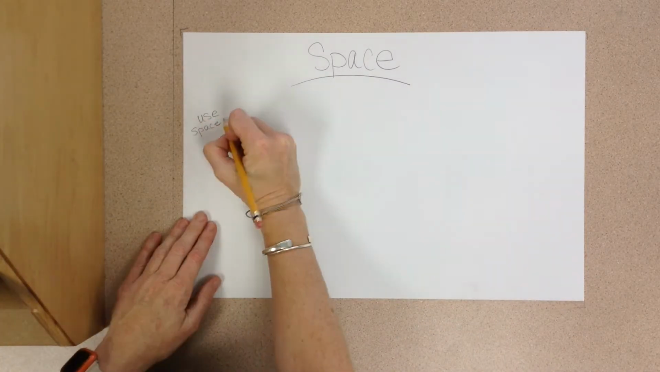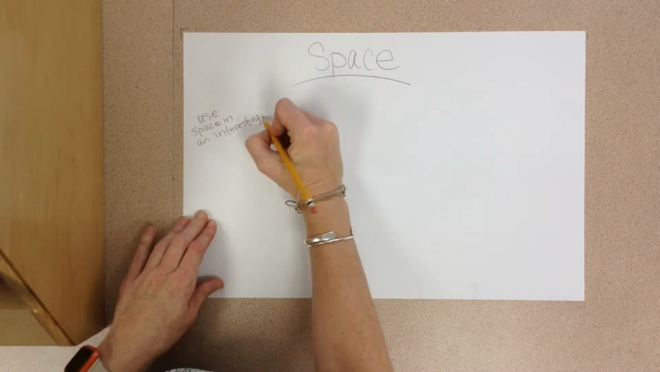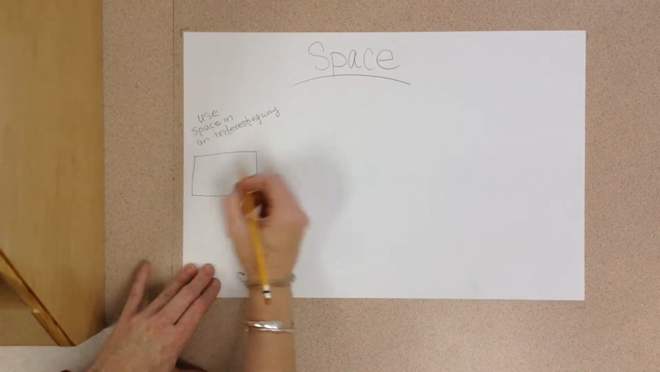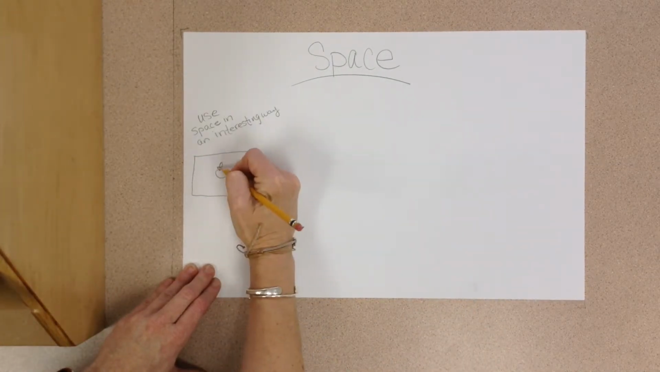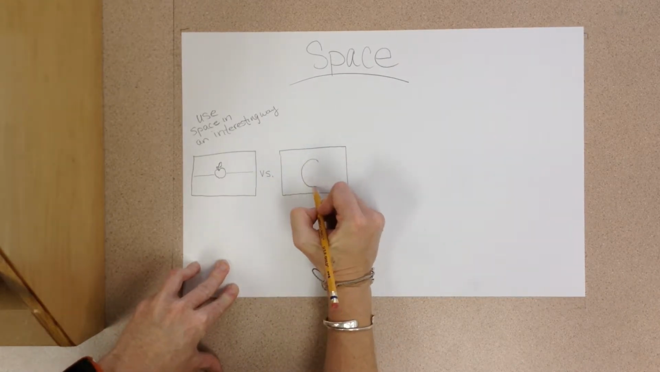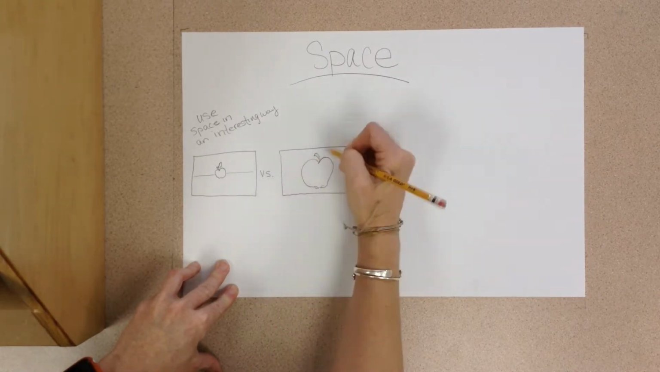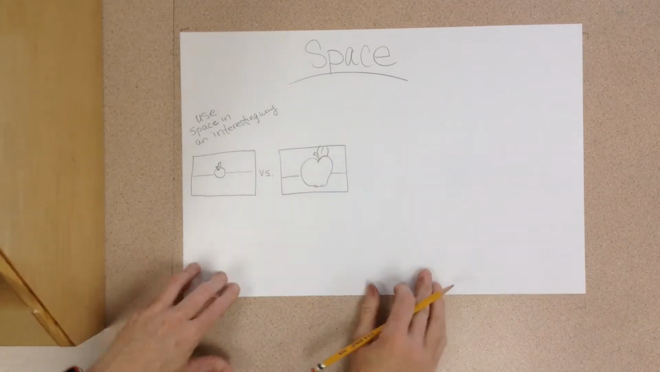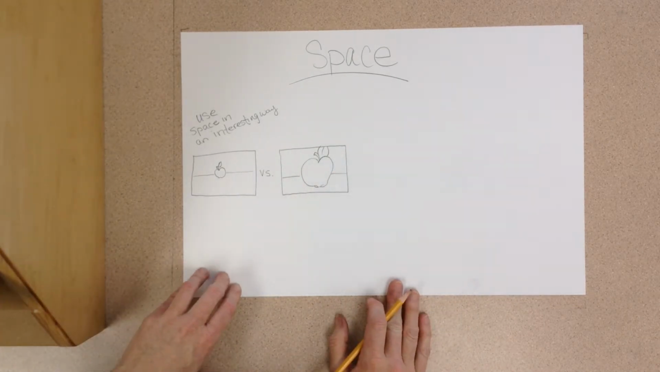Space is a little bit difficult to understand. When you think about a piece of paper that you're drawing on, that is the space that you need to fill up with artwork. Use space in an interesting way. Space also refers to the positive or negative space. In this picture, there are two swans. That's the black area. The white area is the negative space, and it looks like a heart.